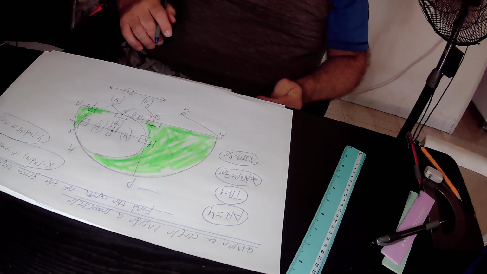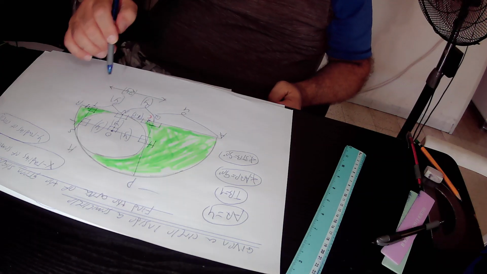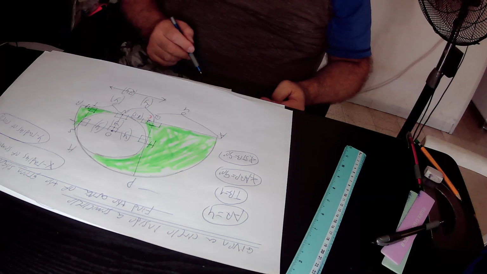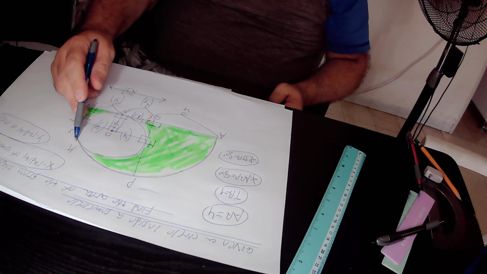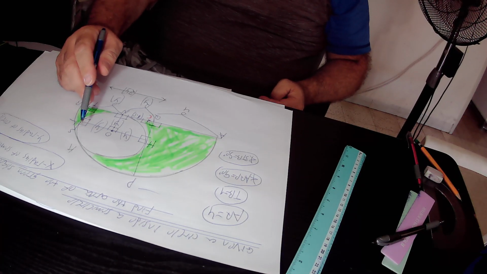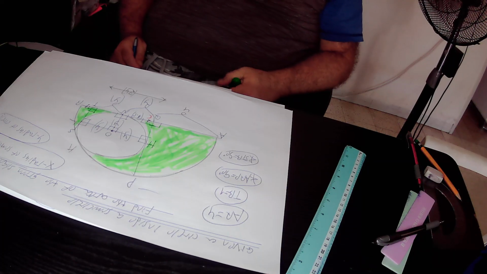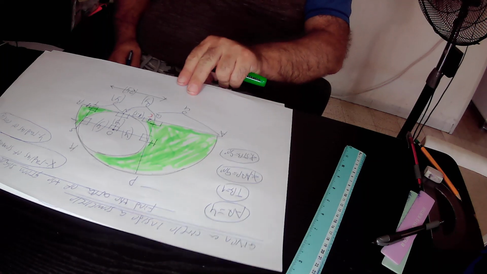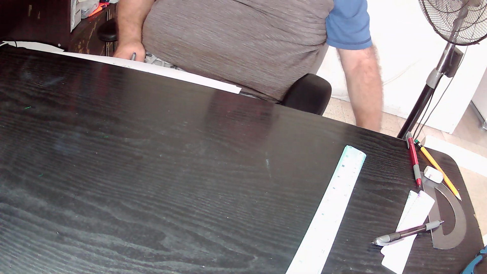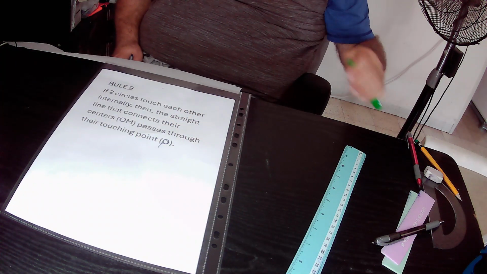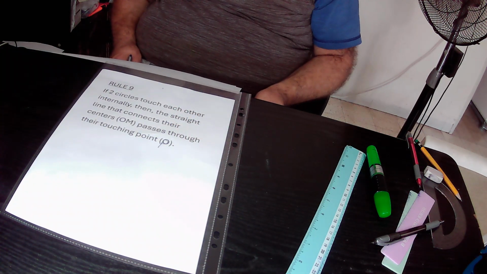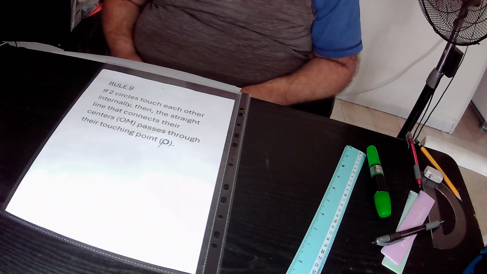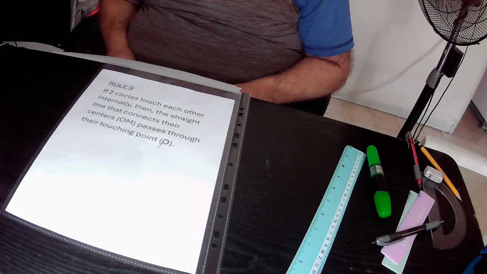In the drawing we have an internal notch between this small circle and this big semicircle. That is to say they touch each other internally at this point K. Whenever you have an internal notch between two circles or semicircles, you can implement rule 9. According to rule 9, if two circles touch each other internally, then the straight line that connects the centers together passes through their touching points.